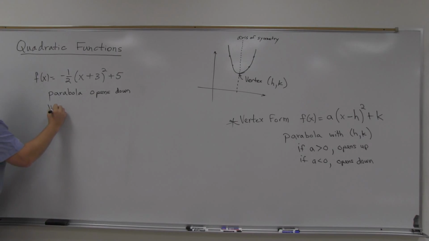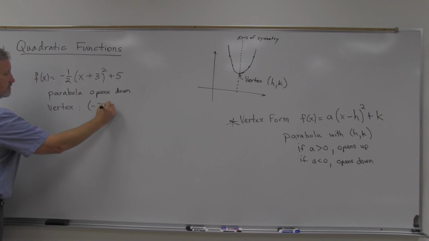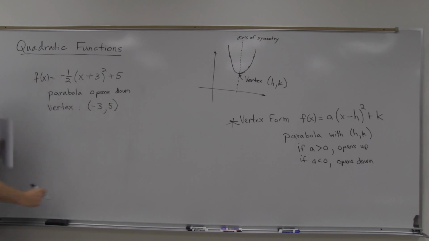All right, what's my vertex? Negative 3, positive 5. Why is it negative 3? Because you do the opposite there. That's right. For the h, you do the opposite of what's inside with the x. So you got a plus 3 here, so it's negative 3. And that's again because of shifting. That's going to make it go 3 to the left. This is straight up like it is, positive 5.